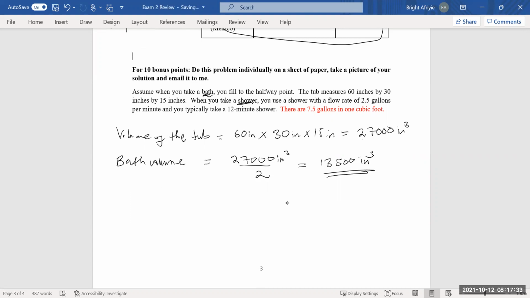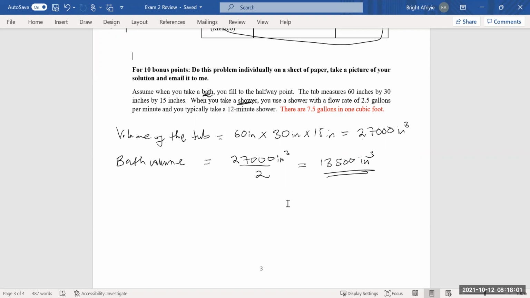Now, for the shower, you use a shower with a flow rate. So that is the flow rate. Your shower flows at 2.5 gallons per minute. So that means that for every minute, 2.5 gallons of water is dispensed out of the shower. Is that okay? So that's the flow rate of your shower.